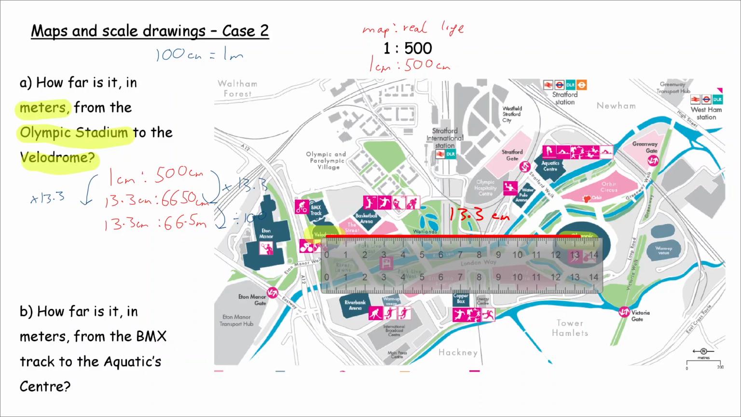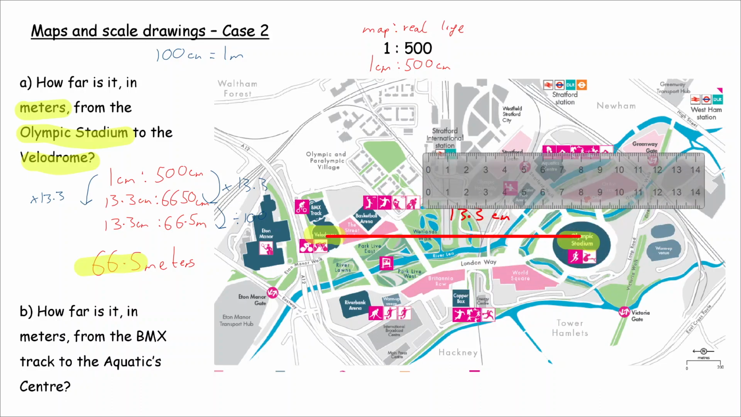So there you go. 13.3 centimeters is 6,650 centimeters, which is the same thing as 66.5 meters, and it's got to be in meters, so that's good. So that is your answer: 66.5 meters. Nice question for that one. Let's do it in yellow so you can see it a little bit easier. Okay, good. Next question. Let's have a look.